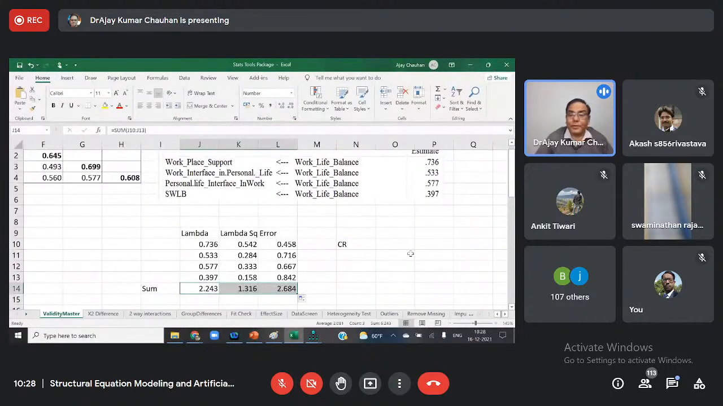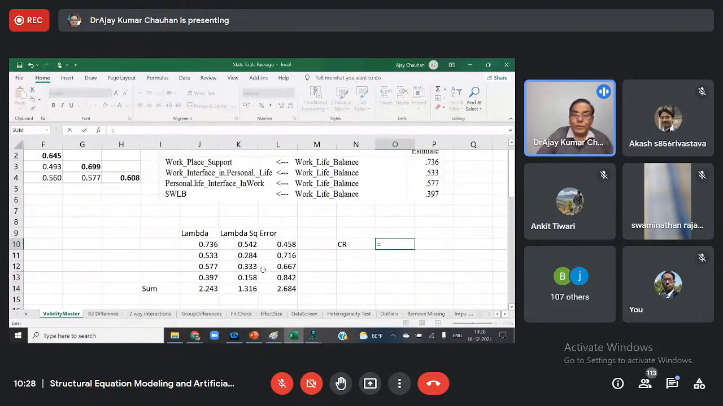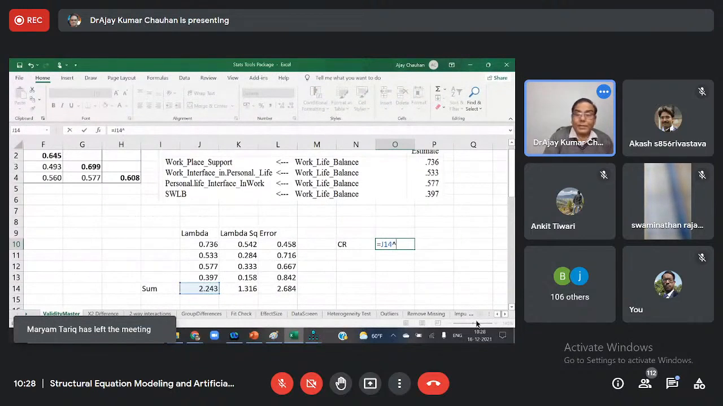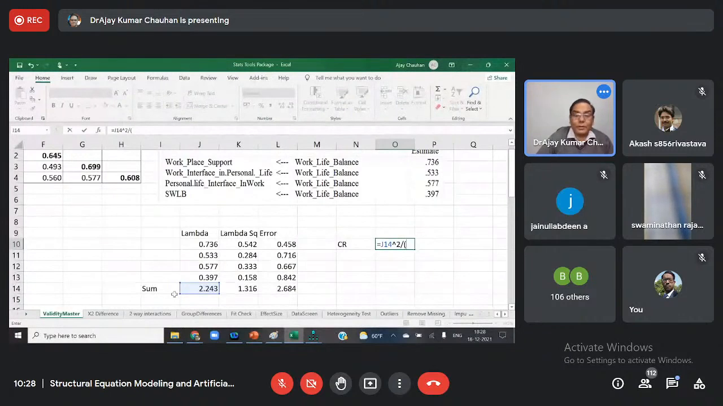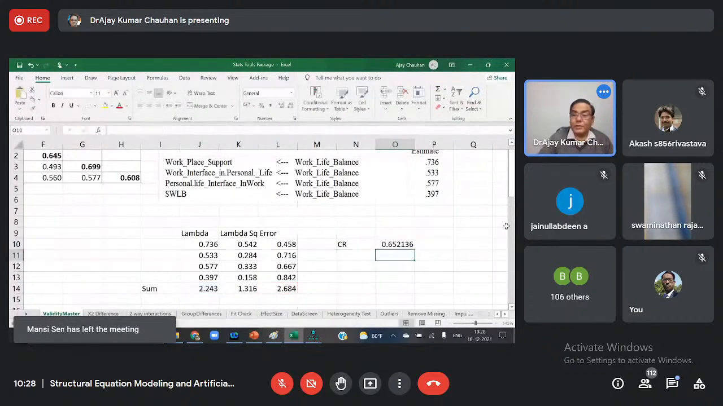Now it is much better. So equal to this value square divided by this value square plus sum of the error terms. It is so simple. We are just calculating the value of CR, because we don't have any ready-made calculator for calculating it. So CR is 0.65.